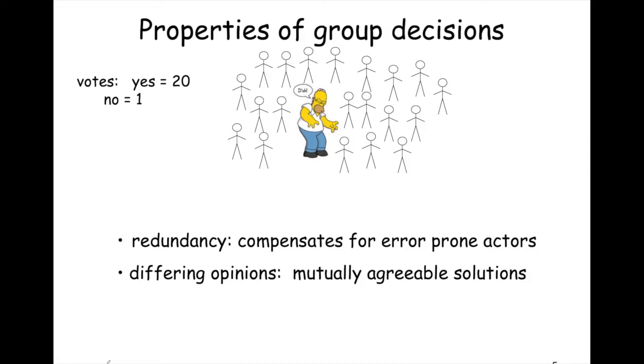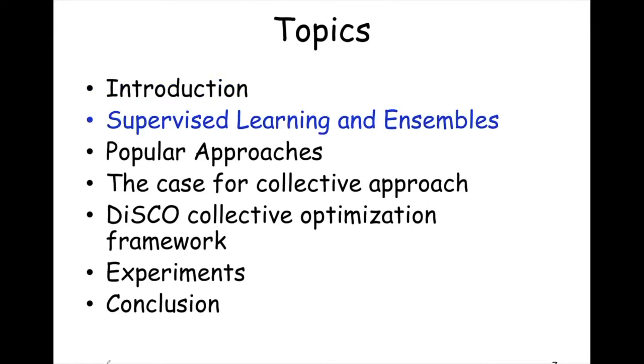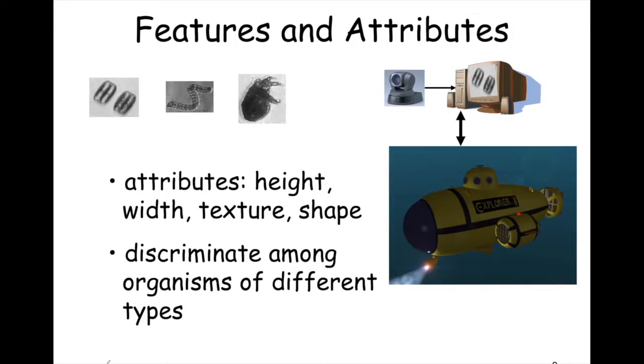So what are some of the properties of these group decisions? Well, first of all, you get redundancy. All of the actors in the system compensate for the error-prone individuals among them. And whenever you have a group of people that arrive upon a mutually agreeable solution, it tends to be more broadly applicable across a wider range of scenarios. So let's take a look at supervised learning and ensembles.